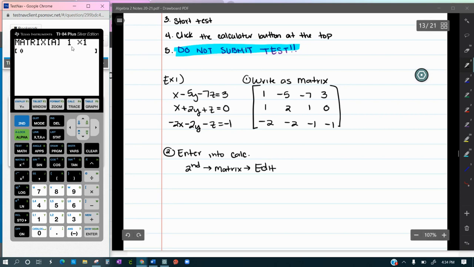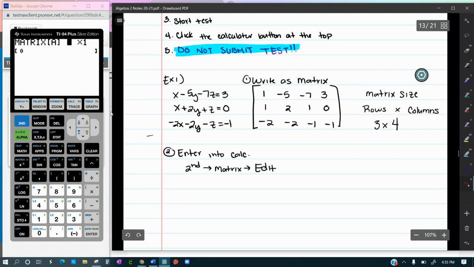And it asks you for a number and then X and then a number. How you read that is 1 by 1. So this is the size of the matrix. For the size of your matrix, it's always rows first by columns. So rows are left to right. There's 1, 2, 3 rows. So 3 rows by 4 columns: 1, 2, 3, 4. So that's our size.